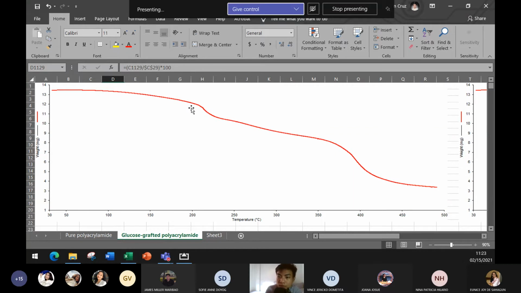So, as a result, maglalabas yan ng carbon dioxide or other gases. So, ang result nun, pag lumabas yung carbon dioxide or other gases, mas lalong bababa yung mass ng iyong substance. So, ito yung thermogravimetric curve. Pwede mo 'to gamitin sa precipitation reaction.